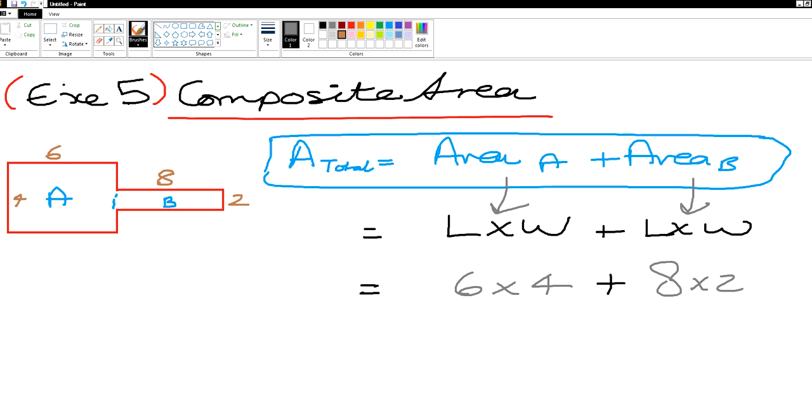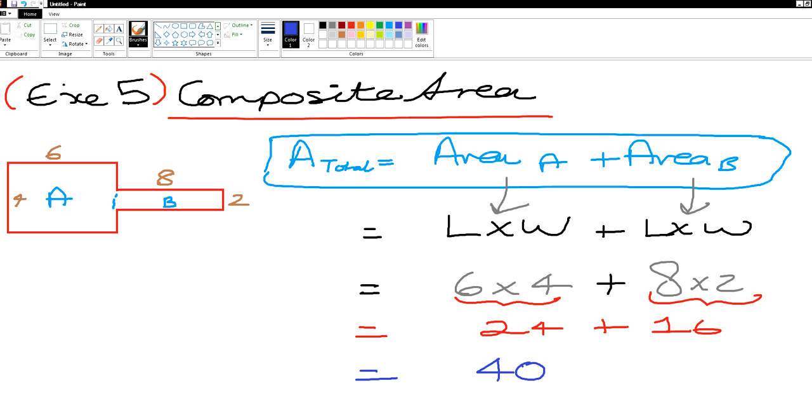Next bit, do the answer. 6 times 4 gives us 24, plus 8 times 2 which is equal to 16. When we add those two up together, what do we get? 24 add 6 gives you 30, add another 10 gives us 40. That's the area total. Whenever we do a composite shape, we break the shape down into its constituent parts and then work it out like that. So that's one example. We're going to look at some more examples.